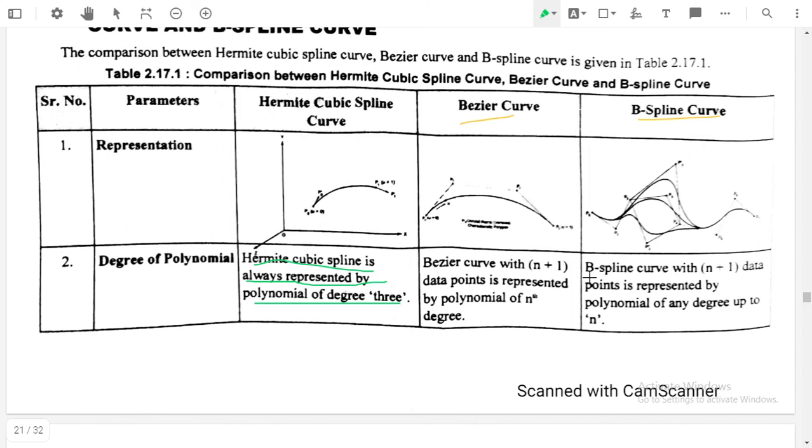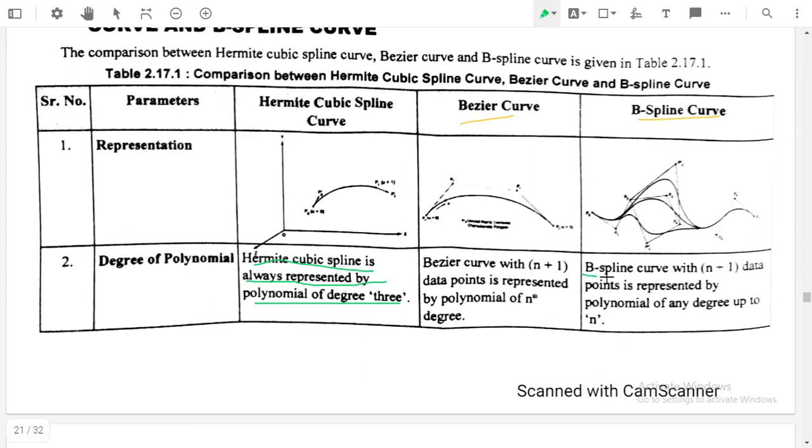In a Bezier curve, if there are n plus 1 data points, then the polynomial that represents that curve has a degree n. Suppose there are 10 data points, then the polynomial has a degree 9. If there are 100 data points, then the polynomial has a degree 99.